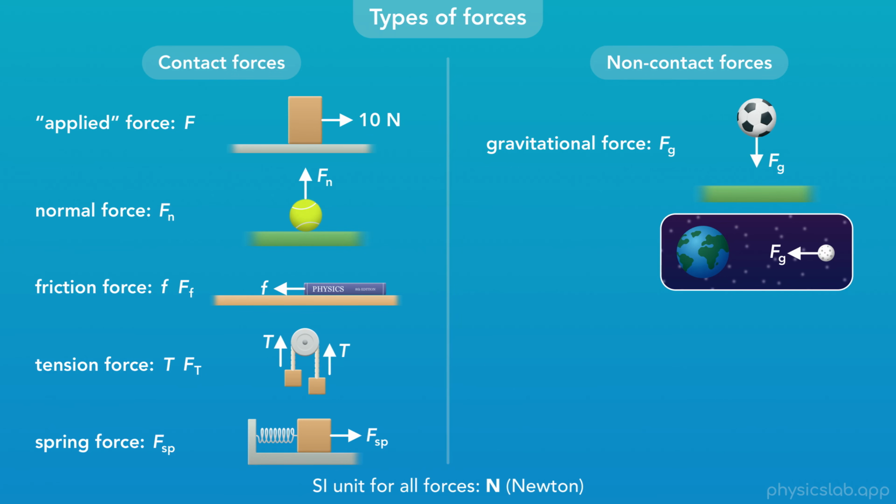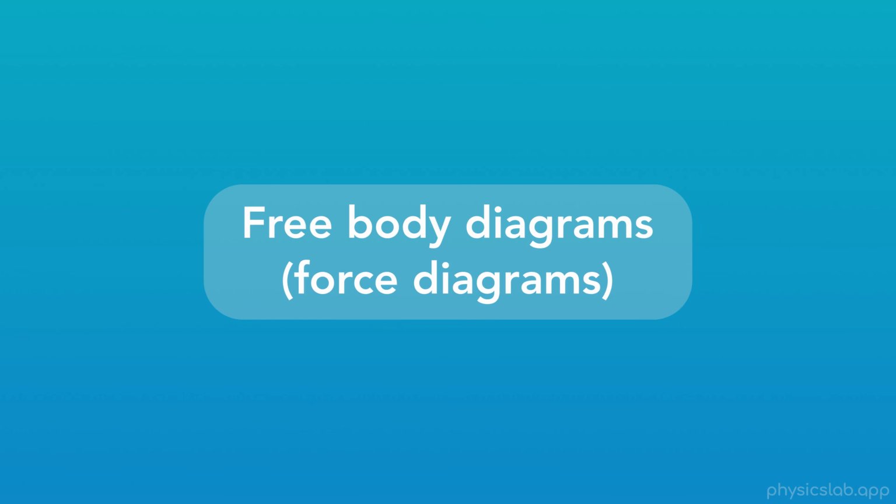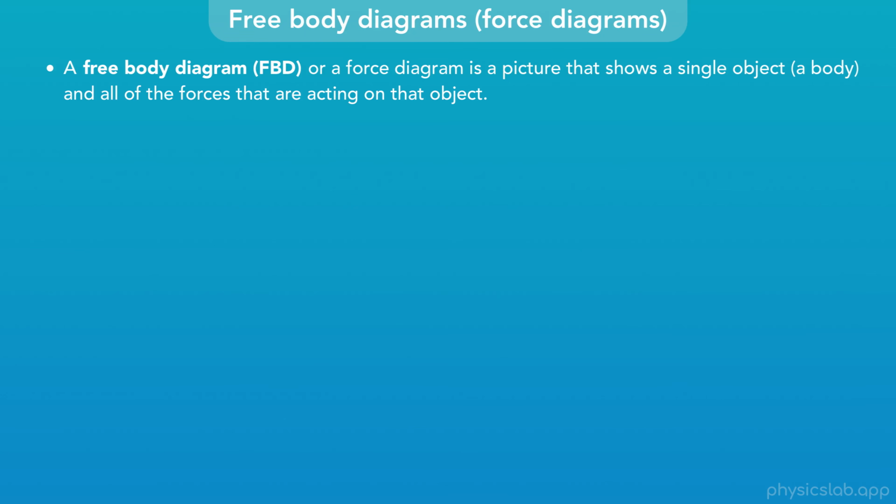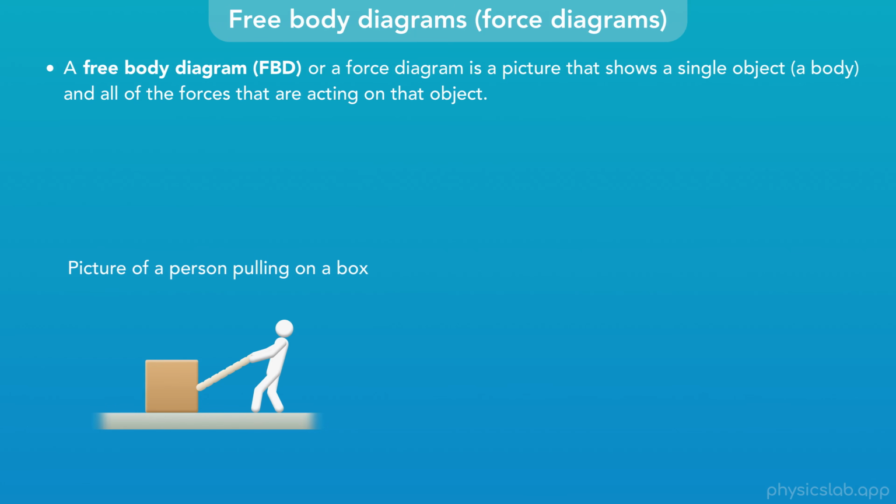To keep things organized and help us see what's going on, we use free body diagrams, also known as force diagrams. A free body diagram, or a force diagram, is just a picture that shows a single object, a body, and all of the forces that are acting on that object. So here's a picture of a person pulling on a box with a rope. The picture includes the box, the rope, the person, and the ground.